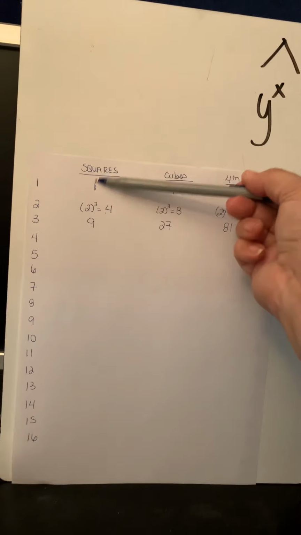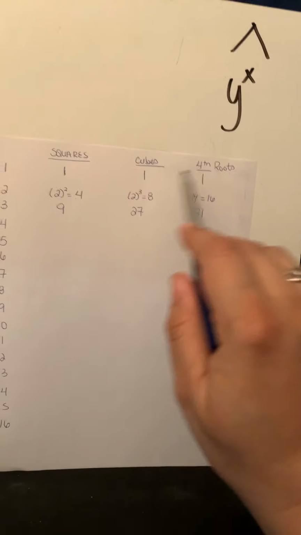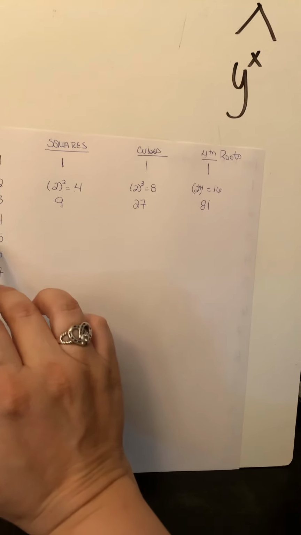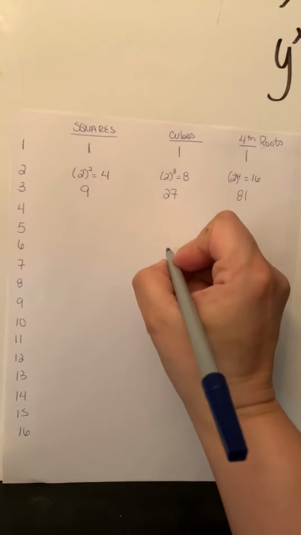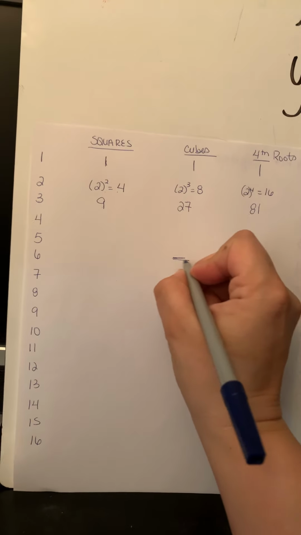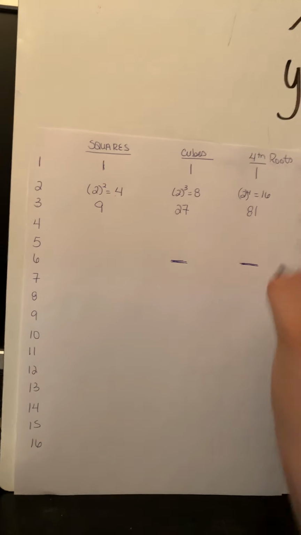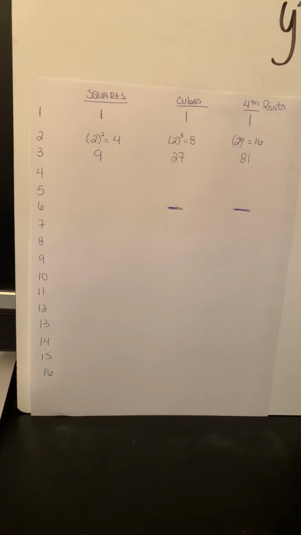So that's what I'm going to want all the way down. The cubes and the 4th roots, I want you to stop at 5. So the cubes and the 4th roots, you're going to stop at 5. So that is what you're doing today.